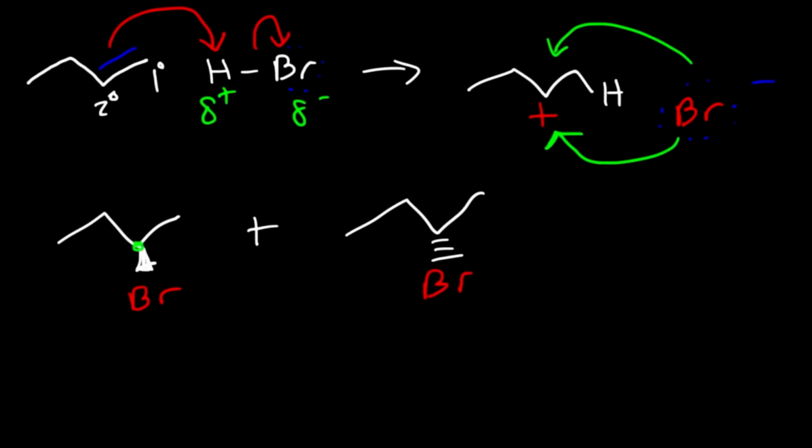So if we analyze this carbon, it has a CH3 group, a bromine, a hydrogen, and an ethyl group. So we have a racemic mixture of chiral products. Now granted, this may not be a 50-50 equal racemic mixture. It could be 40-60, 55-45, but we do have both enantiomers though.